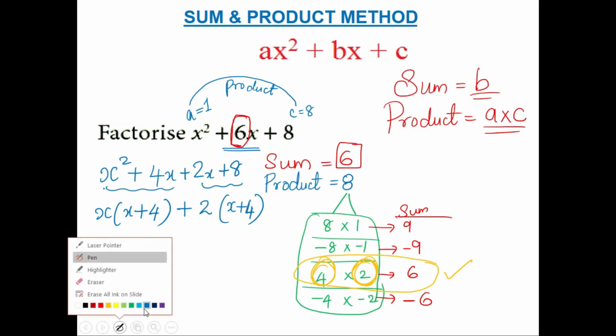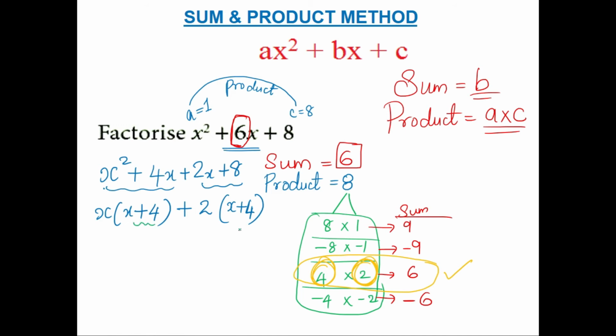Now again, you have x plus 4 and x plus 4. So x plus 4 is a common factor in both these terms. So you take x plus 4, and what comes inside the bracket is x plus 2. This is the factorized form for the expression x squared plus 6x plus 8.